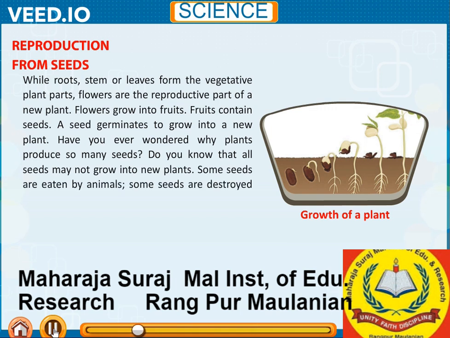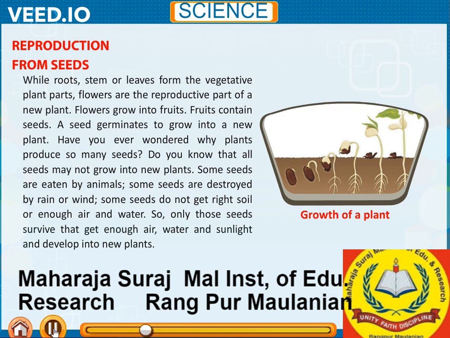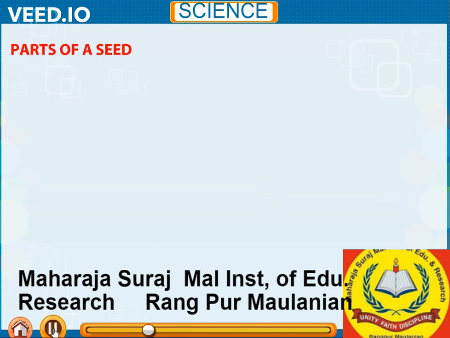Some seeds are eaten by animals, some seeds are destroyed by rain or wind, some seeds do not get right soil or enough air and water. So only those seeds survive that get enough air, water and sunlight and develop into new plants. Growth of a plant. Parts of a seed.